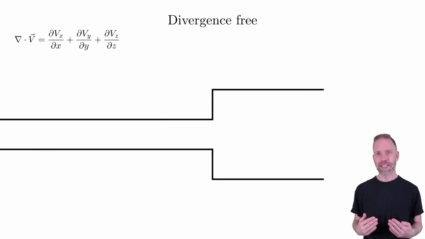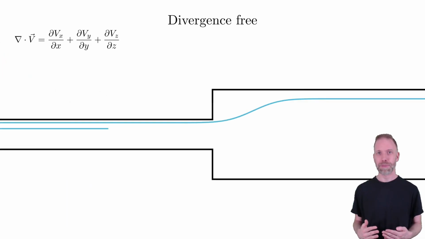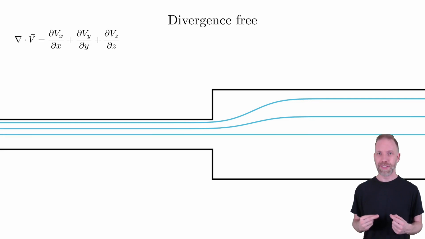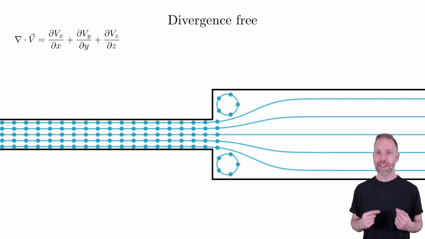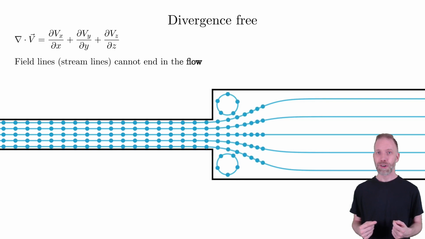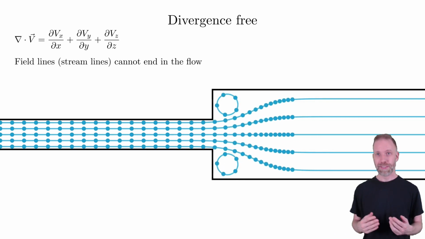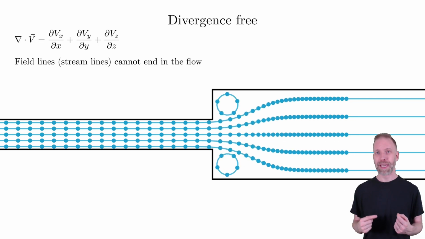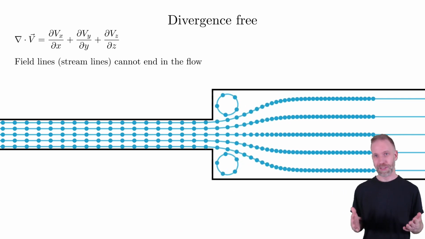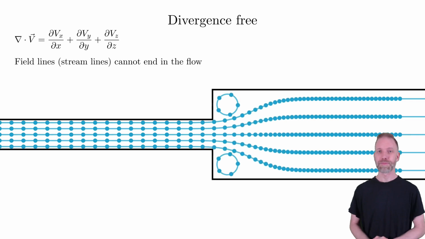Let's do one final example and look at an expanding pipe. Now we will study the field lines, also called streamlines. For a divergence-free field, these field lines cannot have a start point nor an end point. They will either continue with infinite length or they will form closed loops, as we see here. I will explain in the fluid mechanics course why we get the closed loops after expansion.